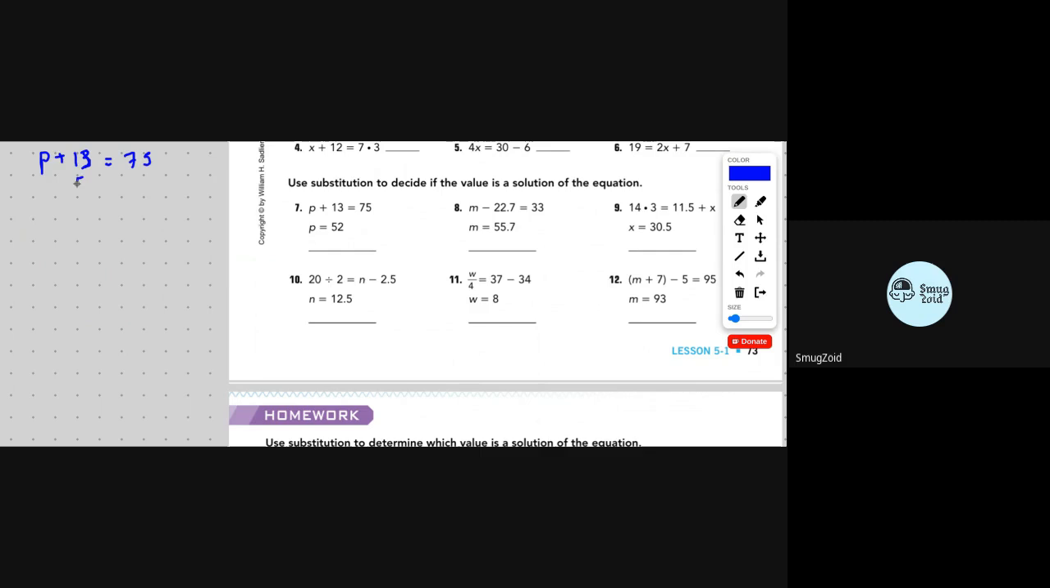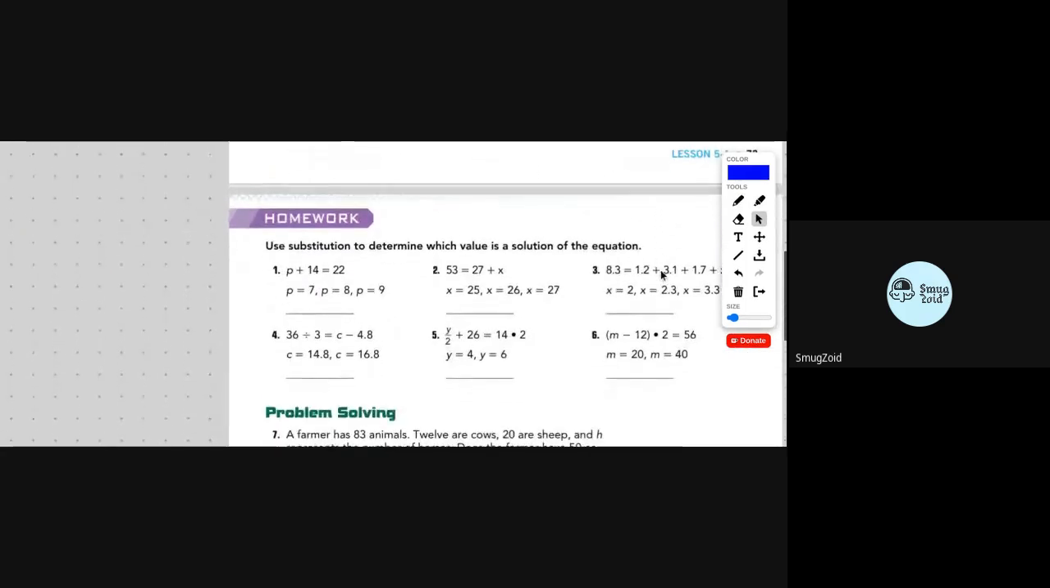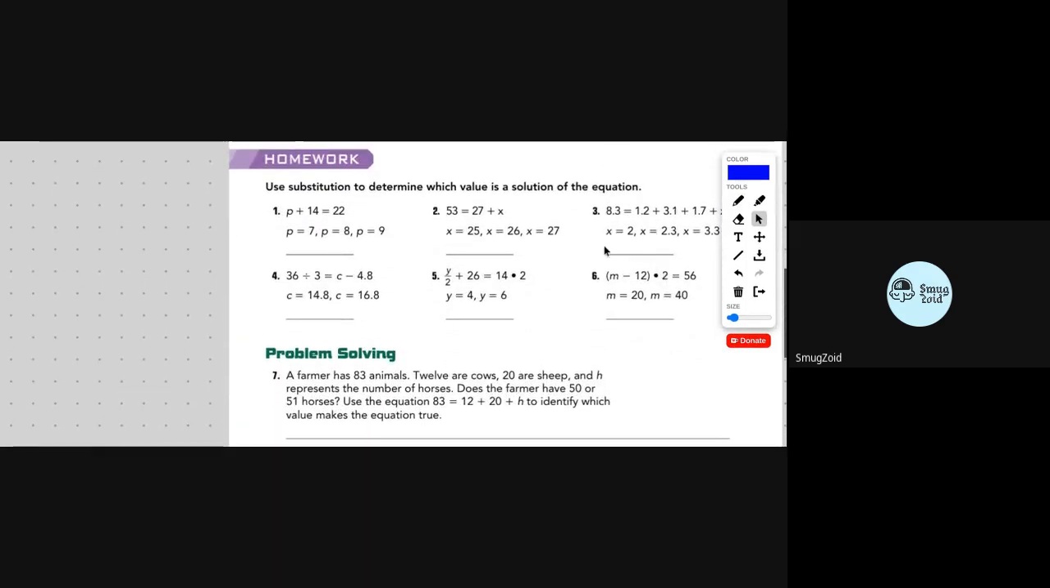I tell you what, I'm going to put 52 right here because I'm going to add it. 3 plus 1 is 4. This becomes 64. Does not equal 75. So no, it's not a solution. Okay, that's how you would do these. These are not too bad. It's a good thing to kind of go through, right? And these are just more of the same. You're doing operations here. So use substitution to determine which value is a solution of the number, okay?